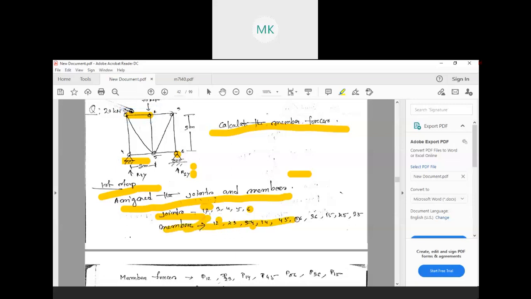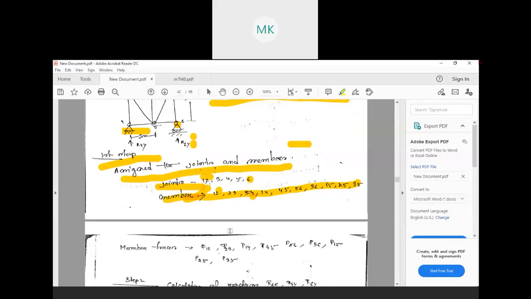All this naming is done. After that, we need to number the member forces. Simply put P in front of these: P1-2, P2-3, P1-4, P4-5, P5-6, P5-3, P3-6, and so on. You number these things. This is our first step: we number all the members and all the joints.